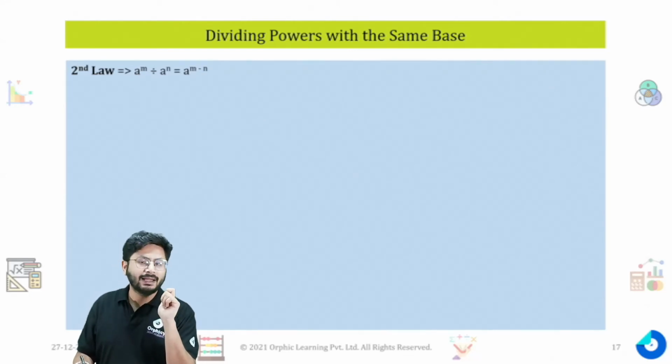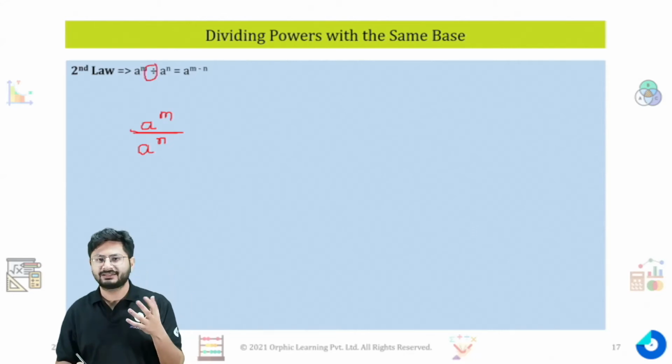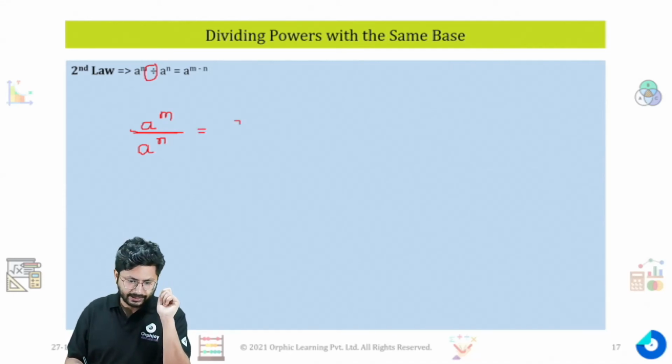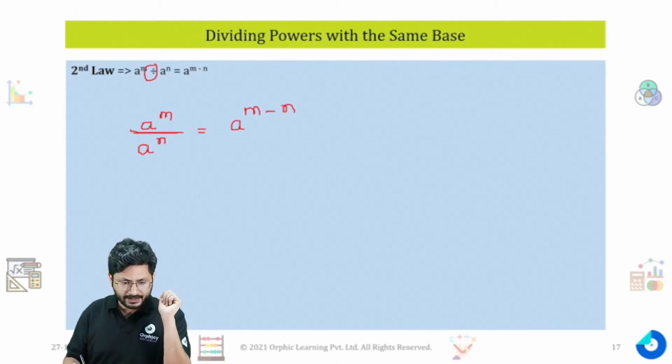So a to the power m divided by a to the power n can also be written as a to the power m over a to the power n. You can use either sign, whichever seems right to you. So basically it is equal to a to the power m minus n. So the first law was saying if there is a multiplication sign in between, then you add the powers. If there is a division sign in between, you subtract the powers. As simple as that.